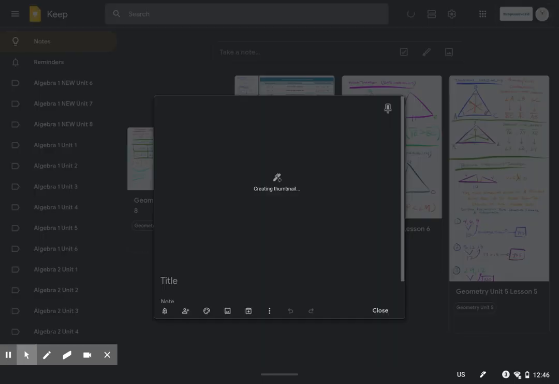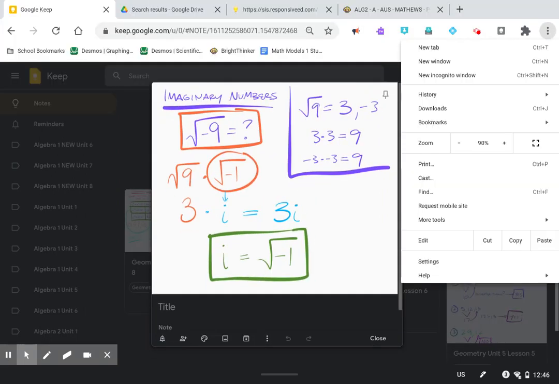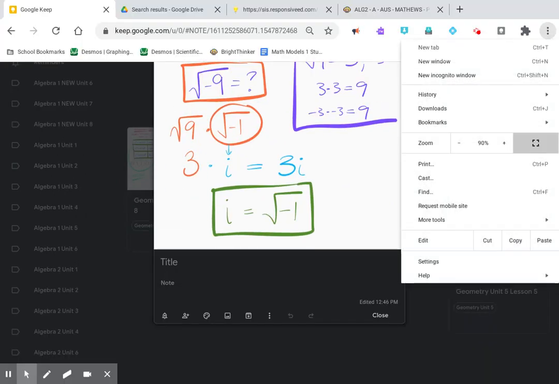So let me just get out of full screen mode here. There we go. Sorry about that. Out of full screen mode.